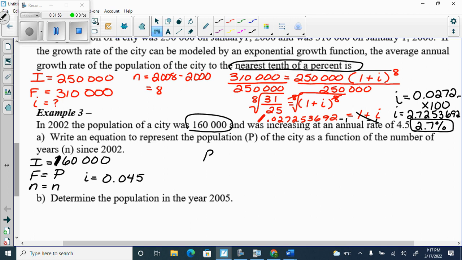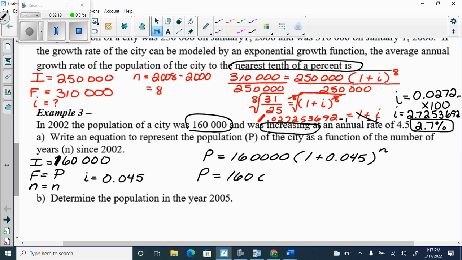So we get P equals 160,000, bracket 1, now am I increasing or decreasing? Increasing, so I'm going to go 1 plus 0.045 to the N. So I actually get P equals 160,000, bracket 1.045 to the N. Can I make it more simple? Can I take the 160,000 and times it by the 1.045? No, I can't put those two together. That's as simple as it gets. That would be the equation answer for A.